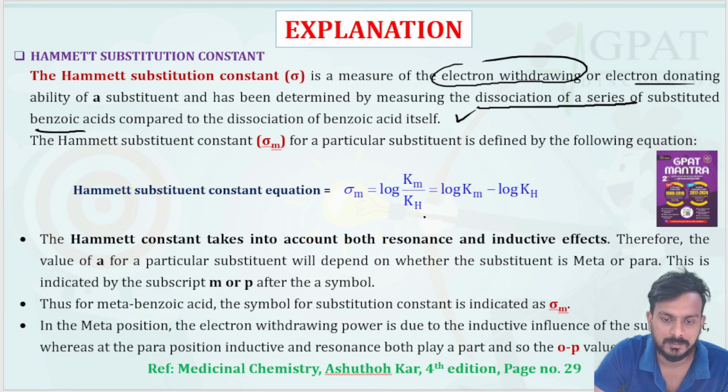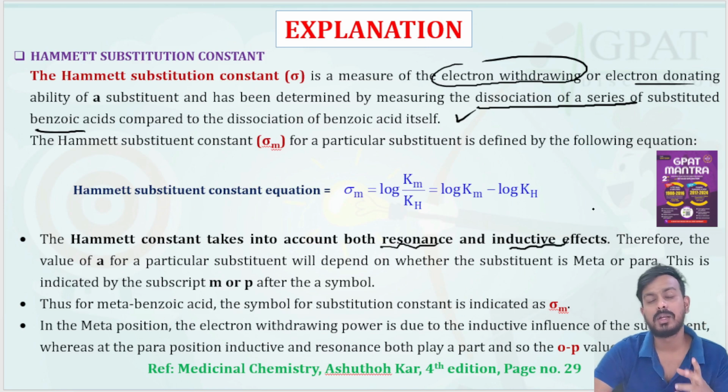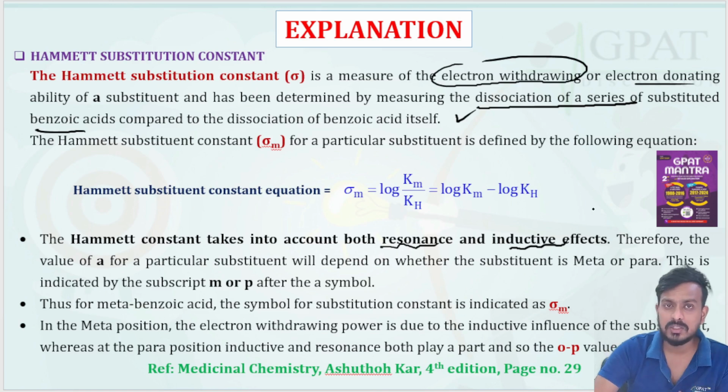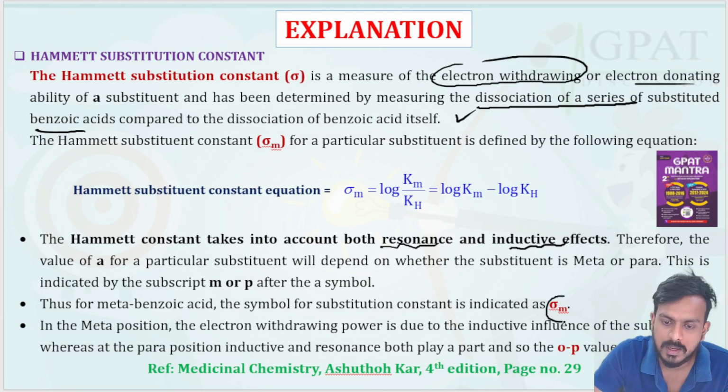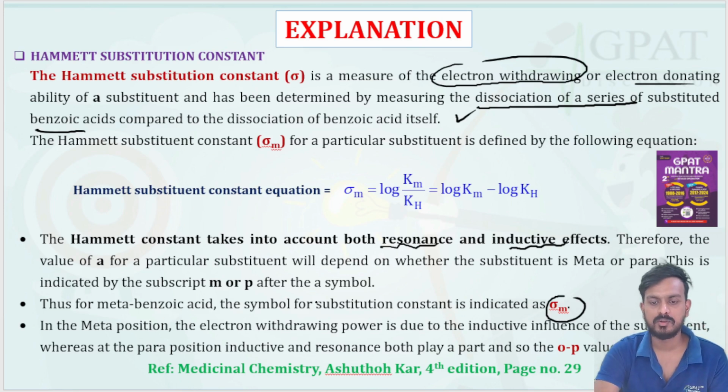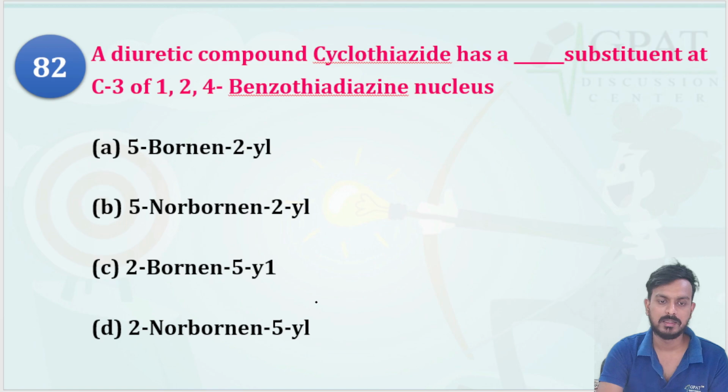The Hammett constant basically takes into account both the resonance as well as the inductive effect. So the Hammett constant considers both the resonance of a compound as well as the inductive effect on that particular compound. Thus, the meta-substituted benzoic acid has the constant sigma m, so sigma m is the correct answer.